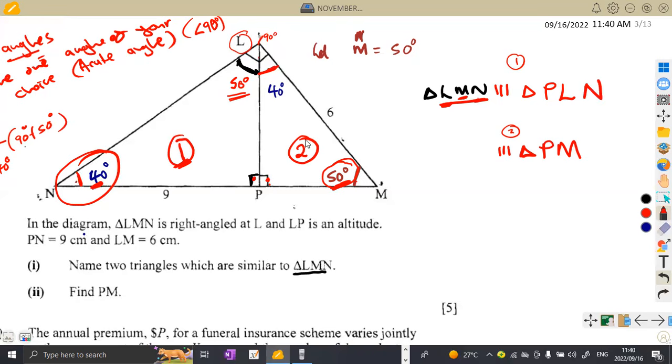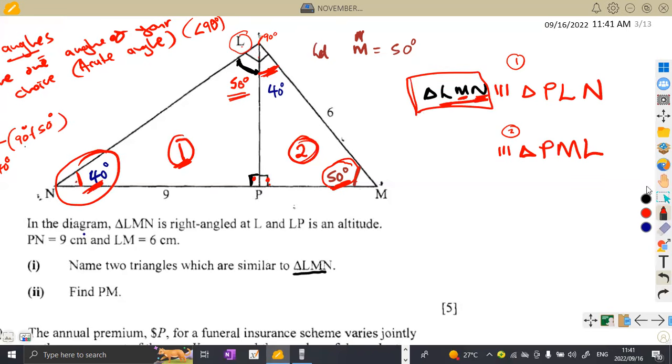We move on to the second triangle, which is this smaller triangle. Which angle is equal to N? Our N is 40 degrees. So which angle is equal to 40 degrees? In this small triangle, we are going to see it's L. The L that we're talking about is the L of the smaller triangle, this one. Don't confuse between the L of the bigger triangle and the L of this smaller triangle. So L, this one is also equal to 40 degrees. So it will be PML. Okay, so these are the two triangles which are similar to the first triangle.